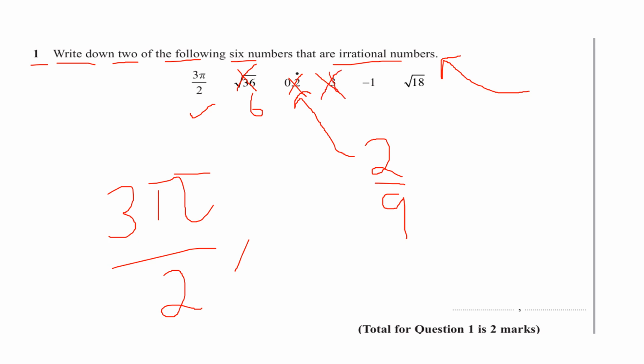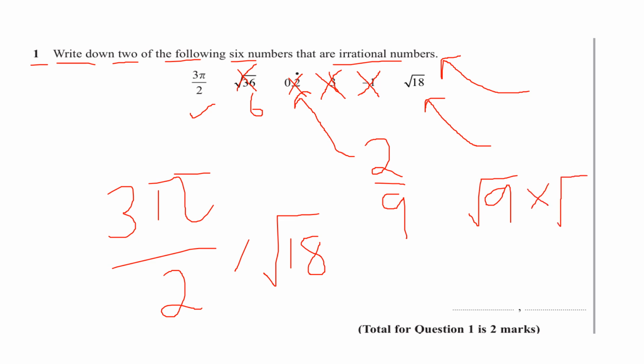Minus 1 is definitely not irrational, because again, it's a negative whole number. Root 18 is an irrational number. It's actually what I call a surd. I can simplify that as the square root of 9 times the square root of 2. Root 2 is definitely irrational, because it's not a square number. So it's going to be 3 root 2. Root 2 is definitely irrational, it's 1.41, and so on, so it goes on forever.